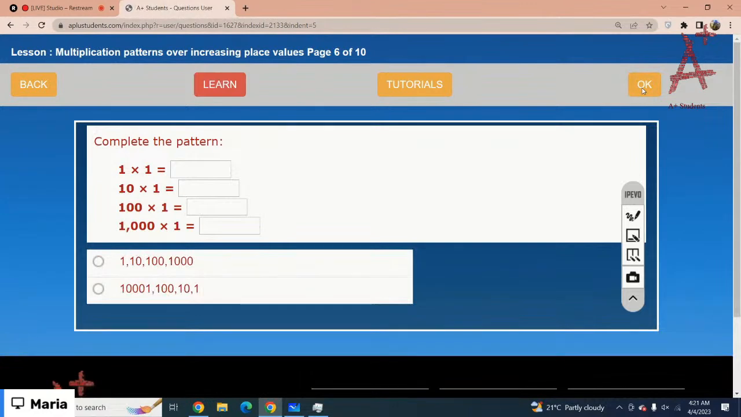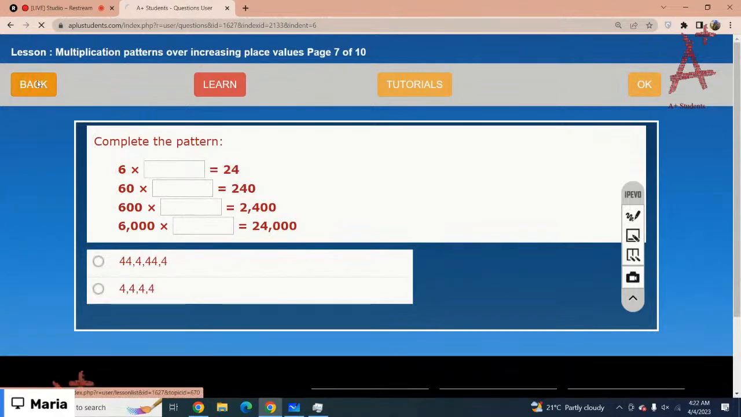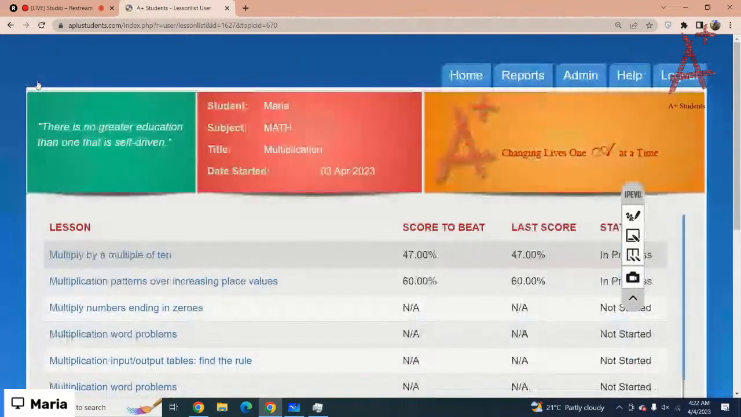Where is option 3? Complete the pattern, which is the correct option. Yes, that would be option number 1. 1, 10, 100, and 1000. Got it? Okay, you can complete the test by yourself later today. Let me just move on to the next lesson.